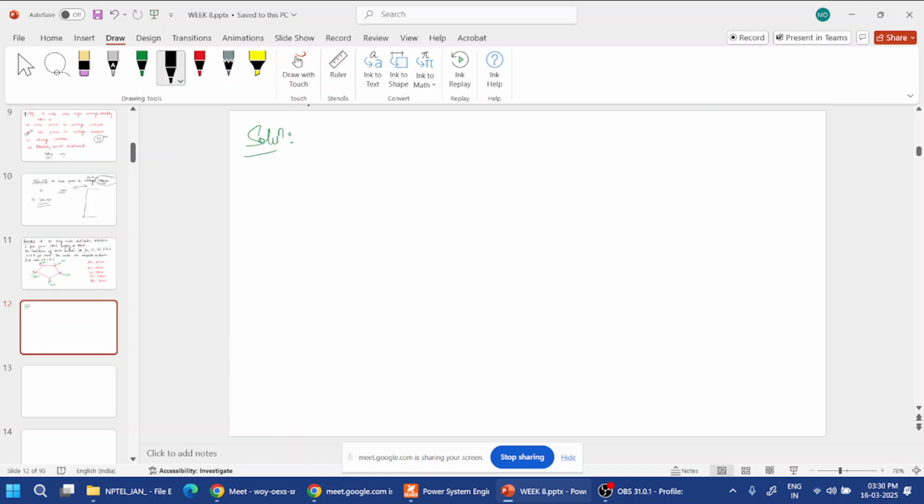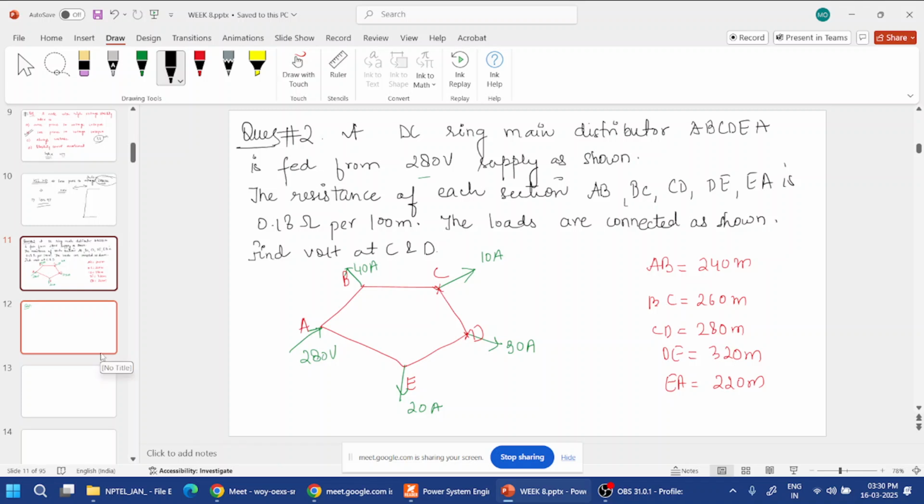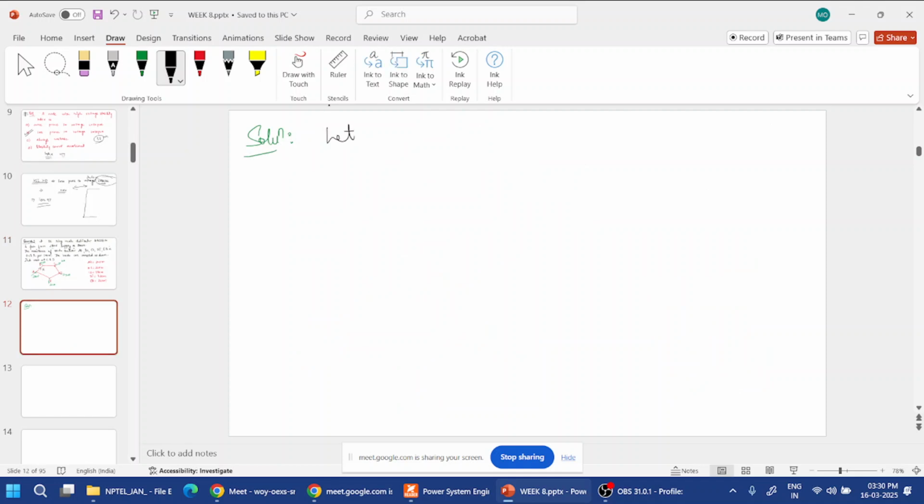Okay, so let's solve this. Let's assume that the current in the section A to B, going from A to B, is X. So let the current in the section A to B be X ampere. So if we apply here, what happens is that let me redraw that thing over here again.